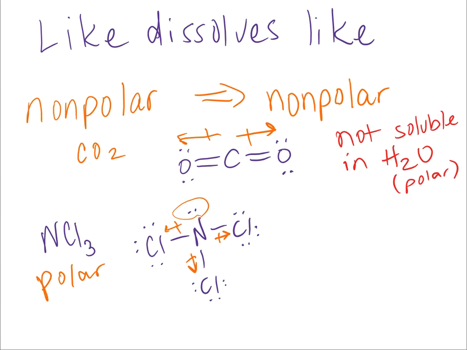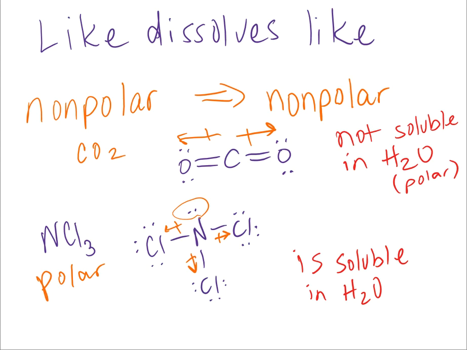Because this is polar, it's going to look to be dissolved in something that is polar. And so this one would be soluble in water. Because water is polar, this nitrogen trichloride is polar. So it is soluble in water. How soluble may vary. Things that can participate in hydrogen bonding, of course, are even more like water. So those substances may be able to dissolve even more of it in water than this. However, this would be considered to be soluble in water.